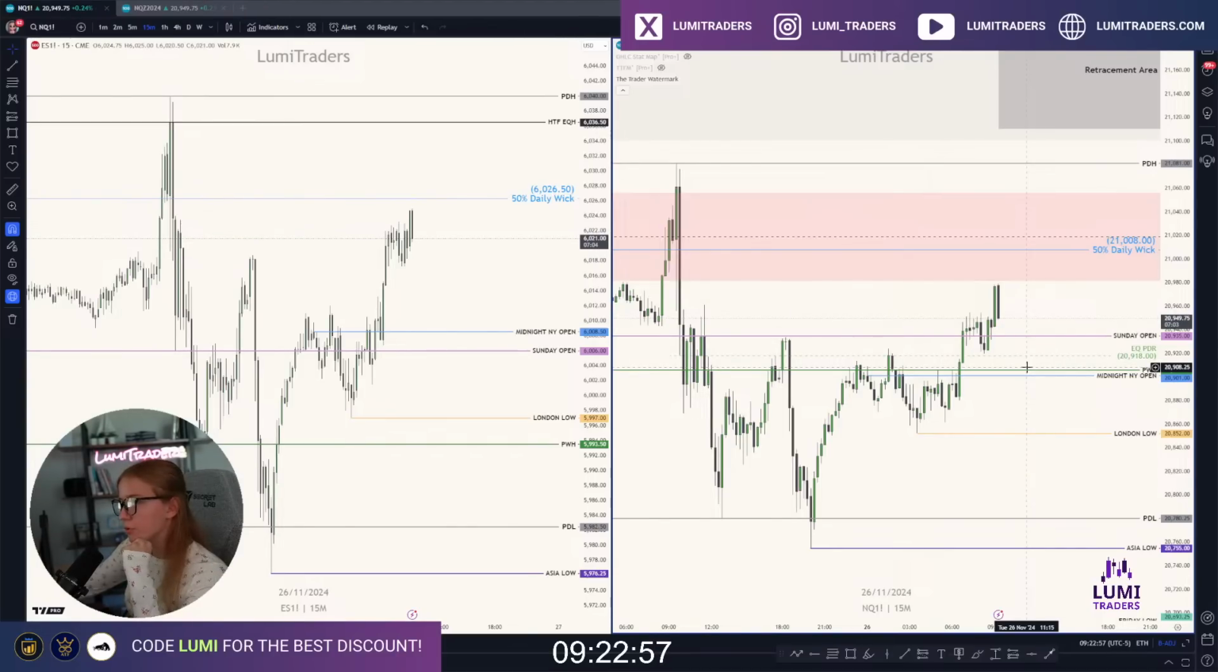What is my bias for today? I already said, it's kind of tricky right now. As long as you're below 50% of the daily wick, I would like to see lower. If we break above 50% of this daily wick, I would like to see higher. So I'm not sure about my bias yet.